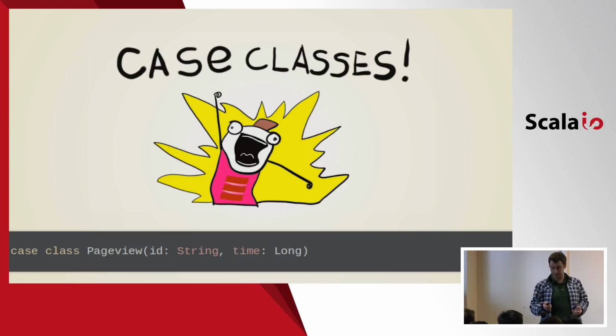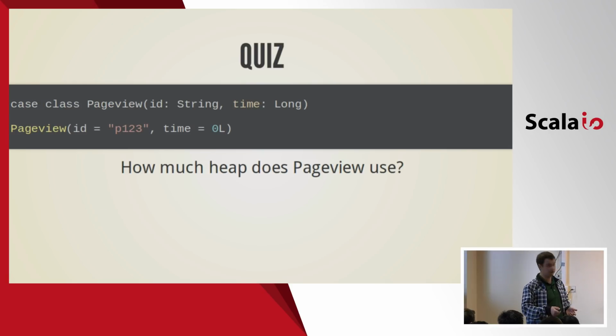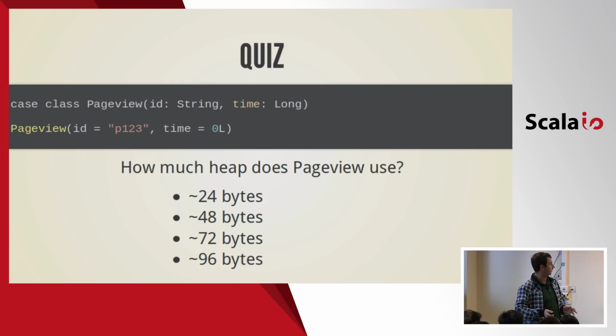And here comes a short quiz. So we have an instance of a PageView. I guess you can see it somehow. It's a PageView with an identifier, which is a string of 4 characters, and a timestamp, which is a long, approximately 8 bytes. And how much heap does the PageView use? That's an interesting question, but before voting, I will just try to mess everything up.